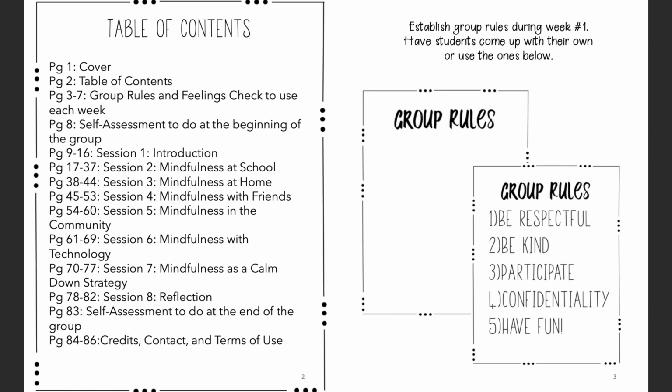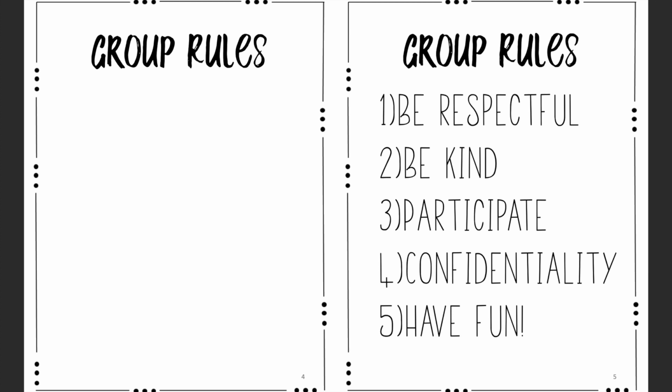And then we have our group rules. So I like to start every group with group rules and feelings check. You want to establish the group rules during the first session. You can use these as a guide, or you can have students come up with their own group rules. That's always a fun thing you can do together to really get them invested and feel like they're in control and have some ownership of the group. But of course, I like to guide students to the rules that I want them to have.